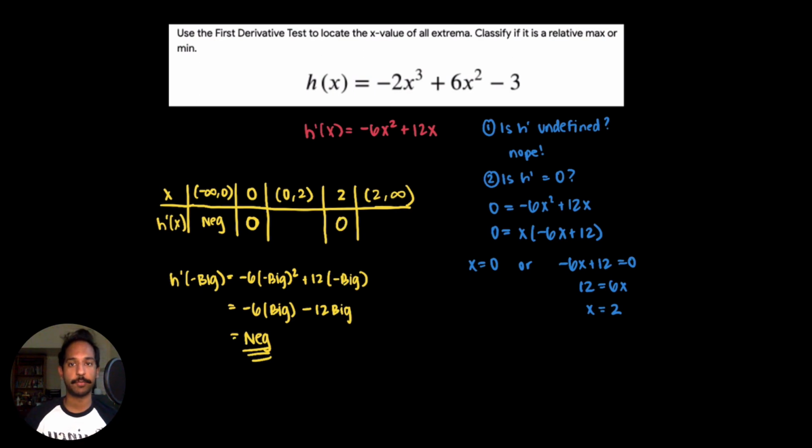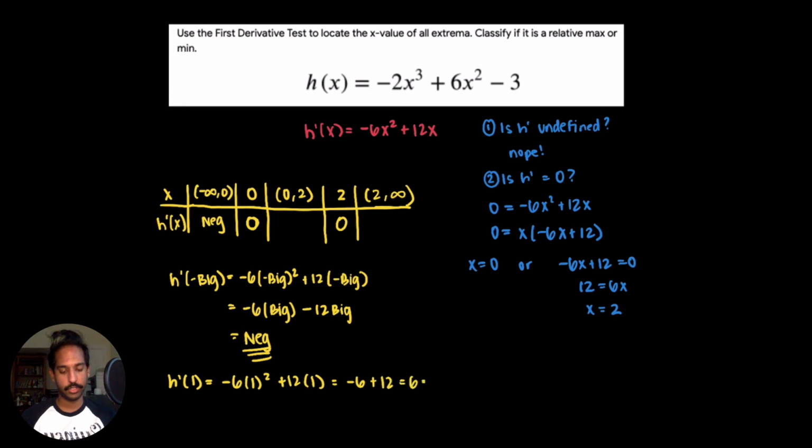Now we want to test between 0 and 2. What's a great number between 0 and 2? 1. Awesome. So we're going to do h prime of 1 is equal to negative 6 times 1 squared plus 12 times 1. So that's negative 6 plus 12, which is 6, which is positive. So over here, we're going to label that positive.